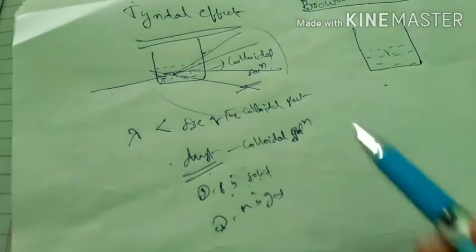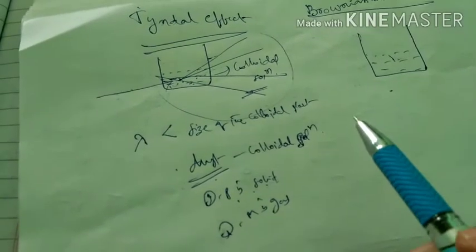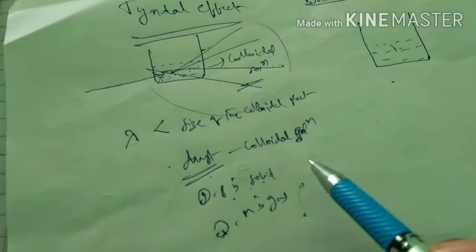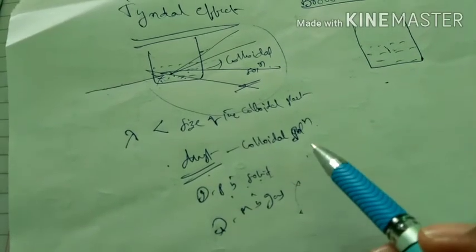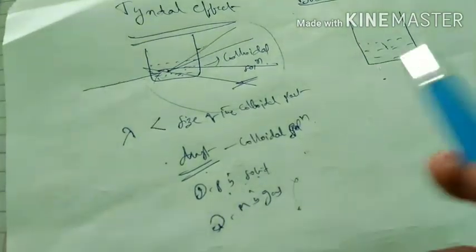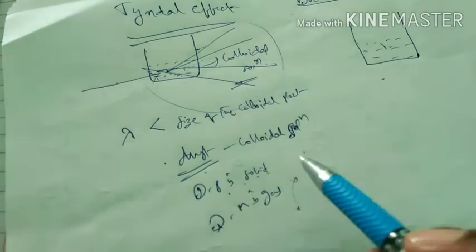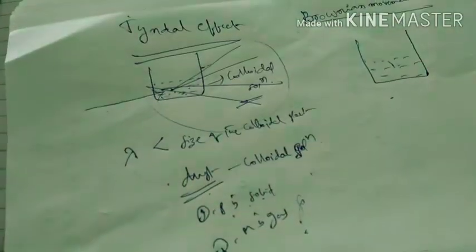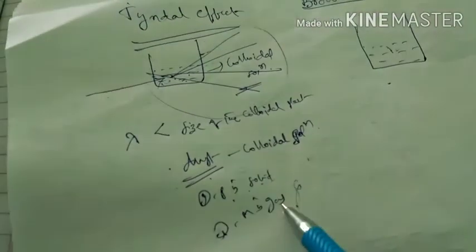Then the sky appears blue. Because of that reason, the sky appears blue in the morning and during the day only. At night, the sky will not appear blue. So what is the reason for that? The Tyndall effect. What is the phenomenon here?